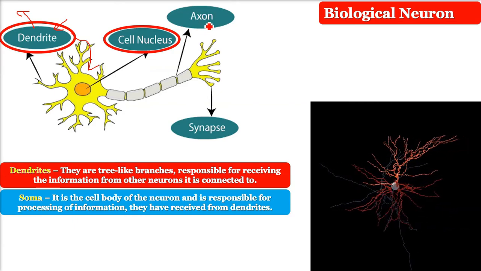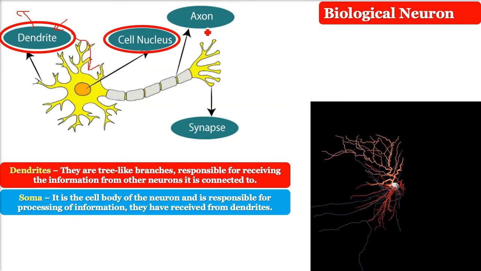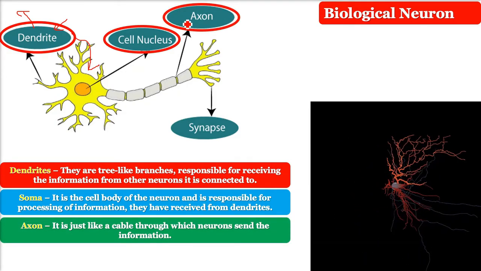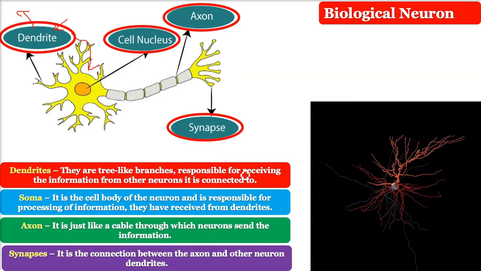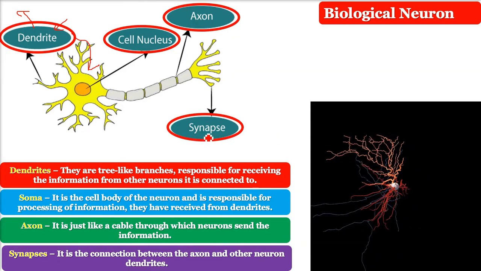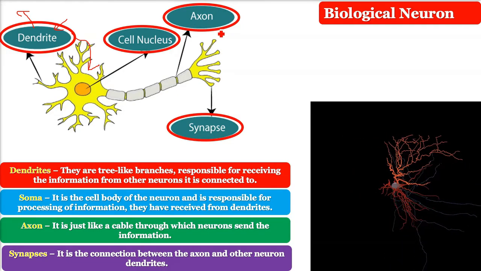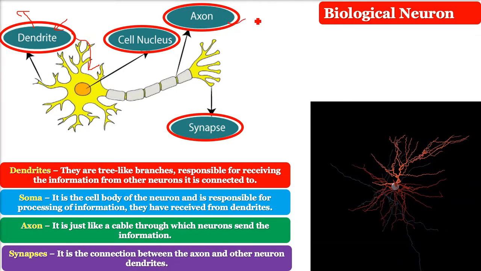Axon, this is just like a cable through which neurons send information. And then synapses. A synapse is the connection between the axon and the other neuron's dendrites.